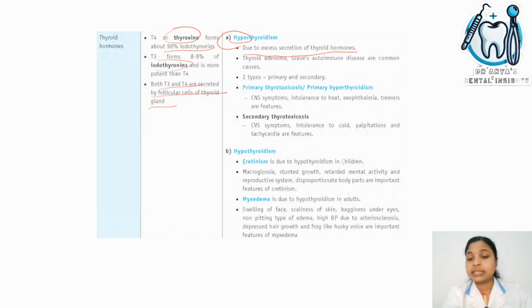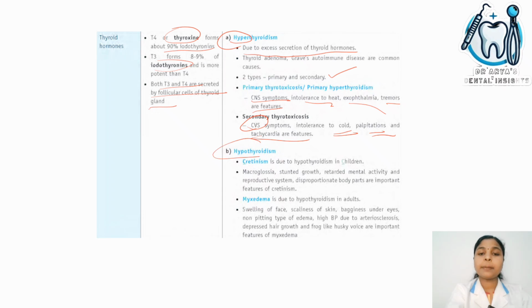Thyroid adenoma and Graves' autoimmune disease are the common causes for hyperthyroidism. And there are two types, primary and secondary. In primary thyrotoxicosis or primary hyperthyroidism, there are CNS symptoms: intolerance to heat, exophthalmia, and tremors are the features. And for secondary thyrotoxicosis, there are CV symptoms: intolerance to cold, palpitations, and tachycardia are the features.